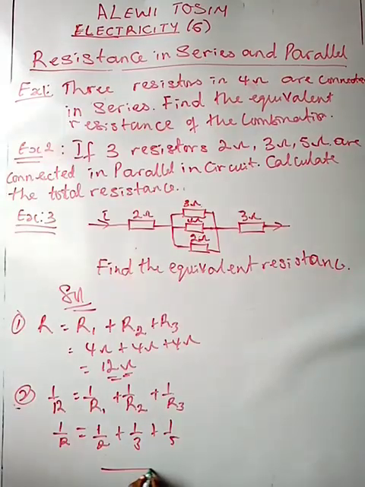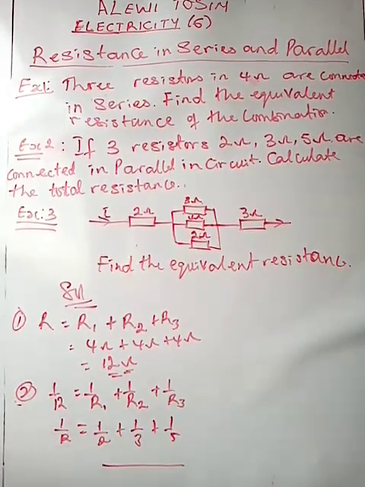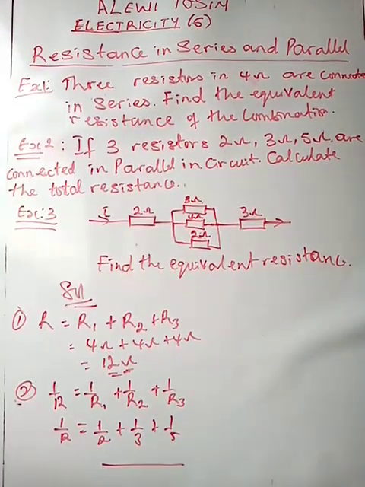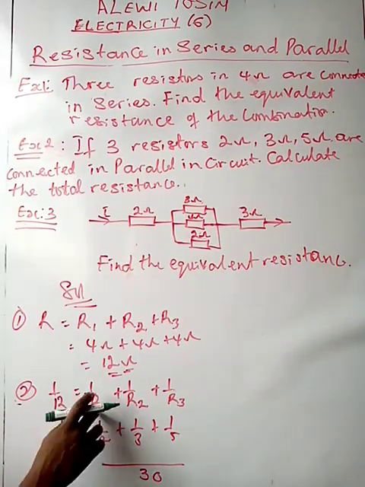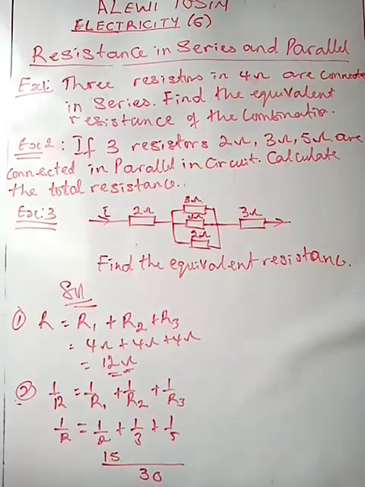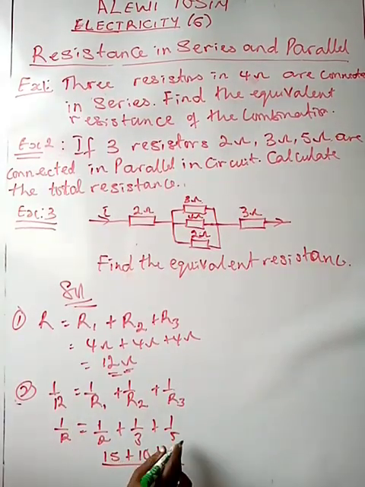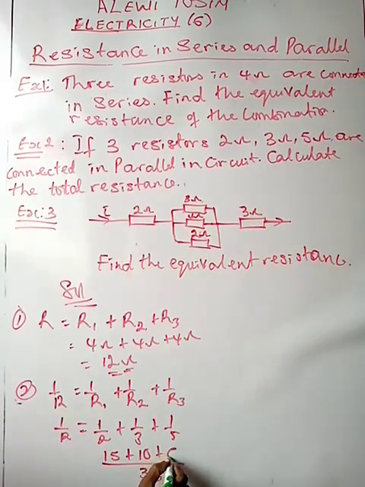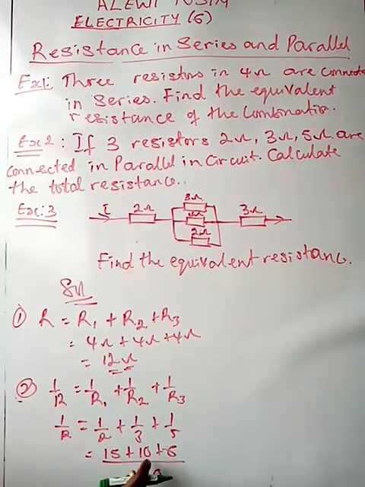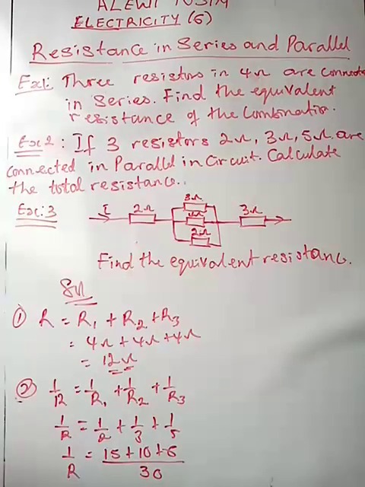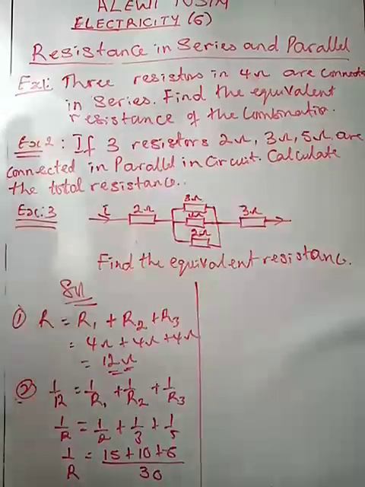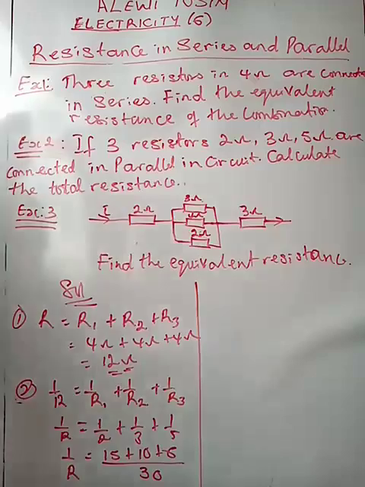and our R3 is 5 ohms, 1 over 5. Now let's find the LCM of this. The LCM of this should give us 30. 2 in 30 is 15. 15 times 1, 15. 3 in 30 is 10. 10 times 1, 10. 6 times 1, 6. So that means we have 31. That will give us 15 plus 10 is 25 plus 6, that's 31.